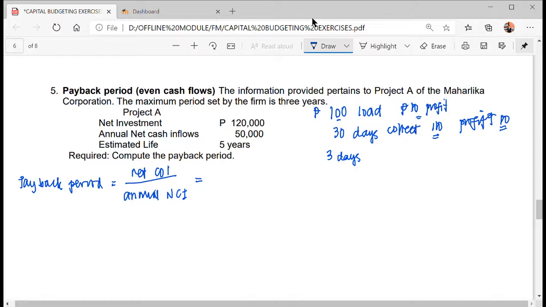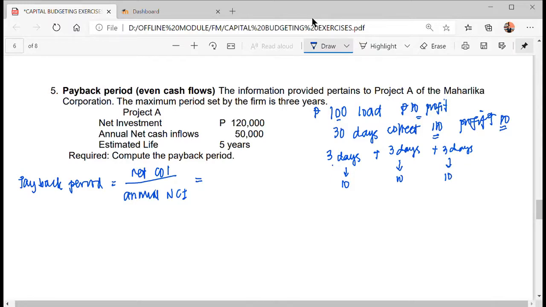So after another 3 days, plus another 3 days, okay? There is another profit. So in the first 3 days, your profit is 10 pesos. In the next 3 days, you get another 10 pesos. Plus another 3 days, when you collect again, another 10 pesos.